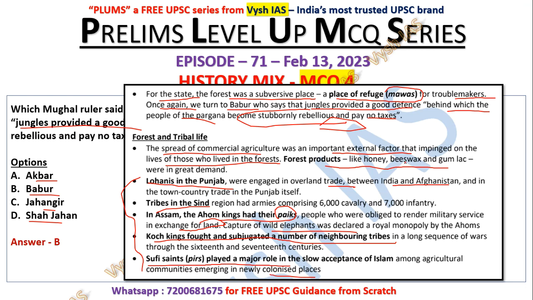So this is a lifestyle going on there in forest and tribal area in different sites. Punjab, Sindh, Assam region, then these Koch kings are there, and then there are Sufi saints who went and tried to spread their teachings and all.